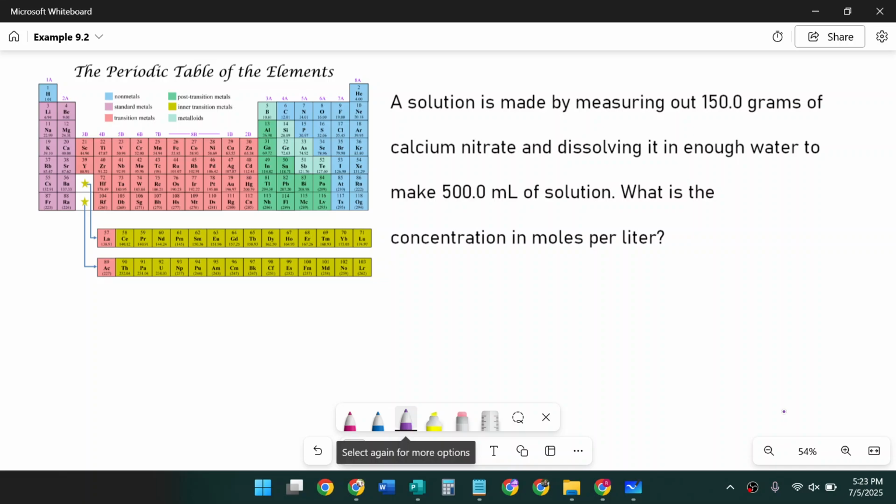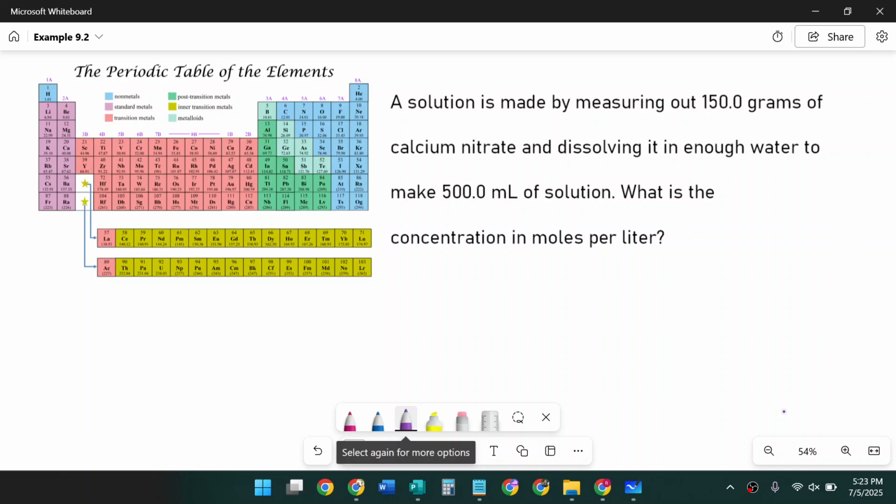This is example 9.2 from Discovering Design with Chemistry. A solution is made by measuring out 150.0 grams of calcium nitrate and dissolving it in enough water to make 500.0 milliliters of solution. What is the concentration in moles per liter?